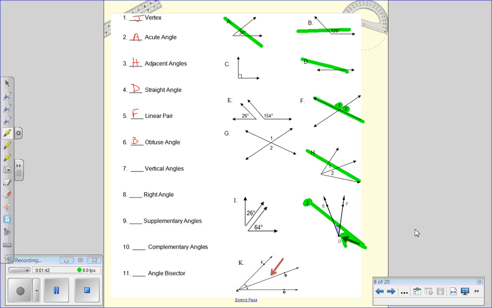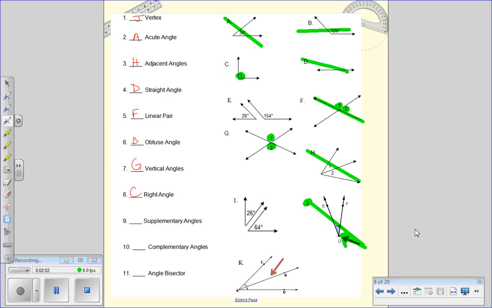Vertical angles, they are created by intersecting lines. They are opposite each other, so that is going to be G. Right angle, a right angle is a 90-degree angle, which is symbolized with a square in the corner, so that is C.